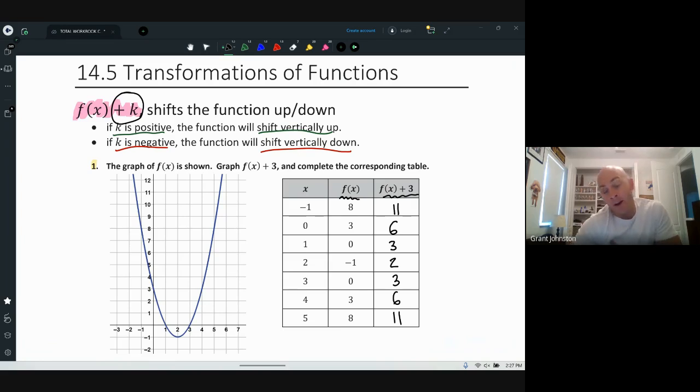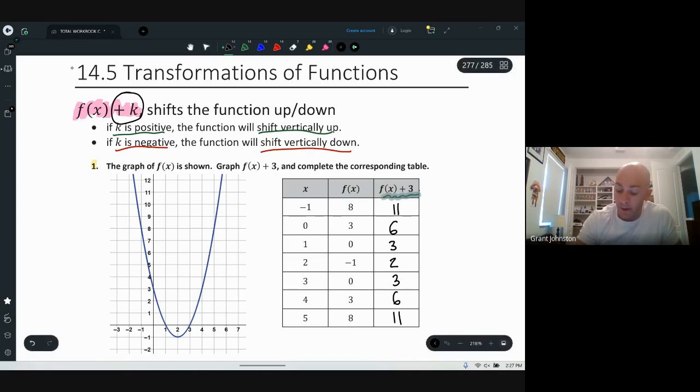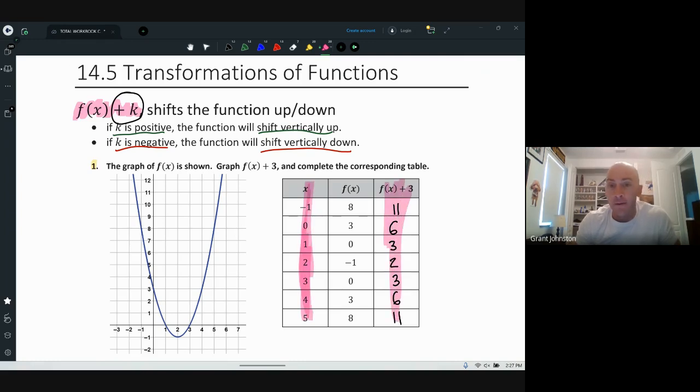Because if you have your f of x column, f of x plus 3 would just be adding 3 to it. So say we were to graph this, and this is really going to show us what I was just mentioning. This is our x values and this is our y values. If we were going to graph f of x plus 3, we'd have a point at negative 1, 11, which would be here. We'd have a point at 0, 6, which would be here. A point at 1, 3. A point at 2, 2. A point at 3, 3. A point at 4, 6, and a point at 5, 11.